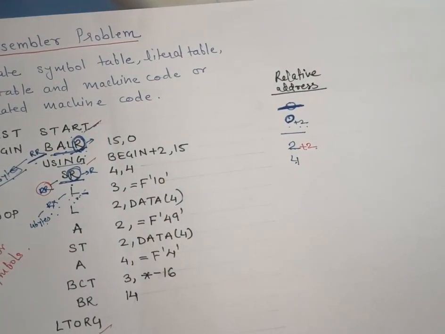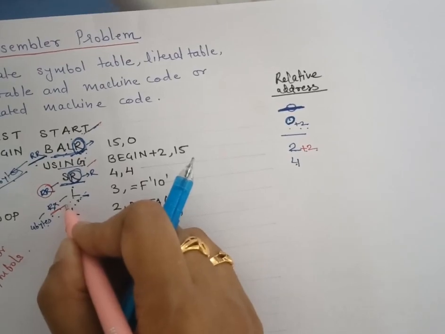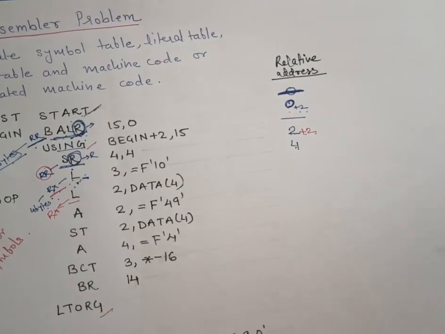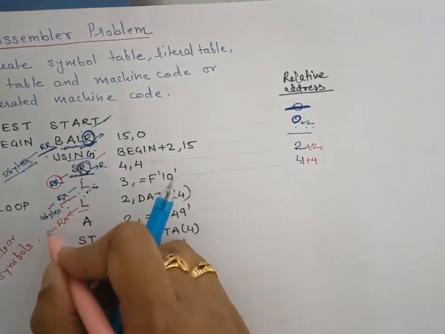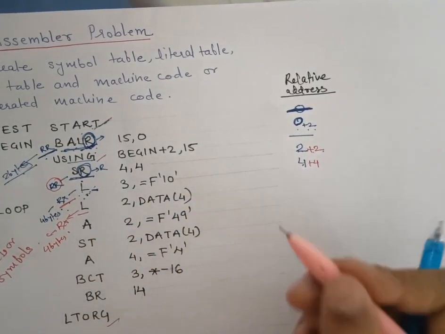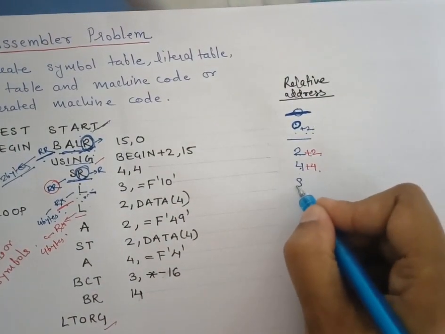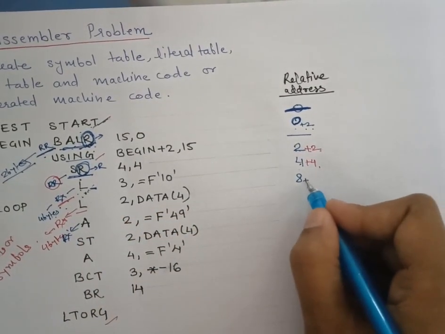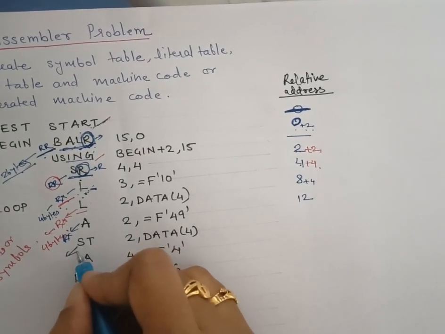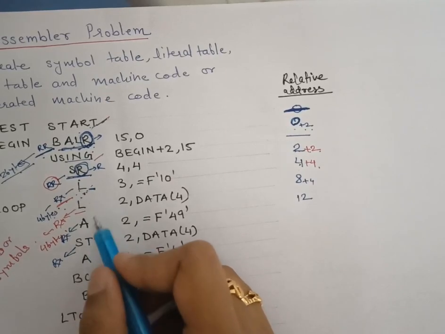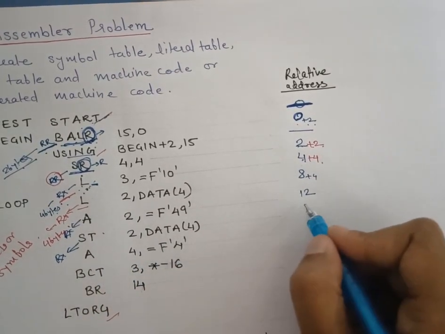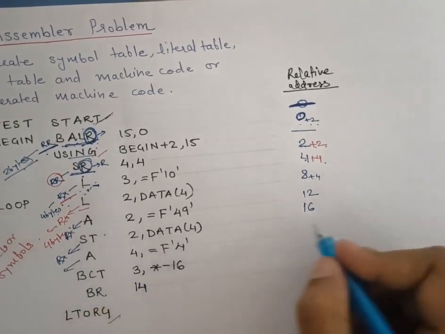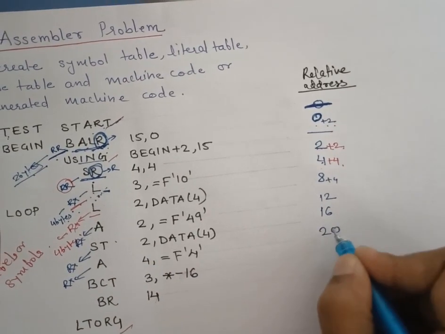Now you can see that L is the RX type of instruction, and next again we have L, which is again RX type. So we simply add 4 because RX contains 4 bytes of data. So 4 plus 4 becomes 8. Then A is there, again an RX type, so 8 plus 4 becomes 12. Similarly ST, again RX because it doesn't contain R at the end. So 12 plus 4 becomes 16. Similarly A is again an RX type, and it becomes 20.